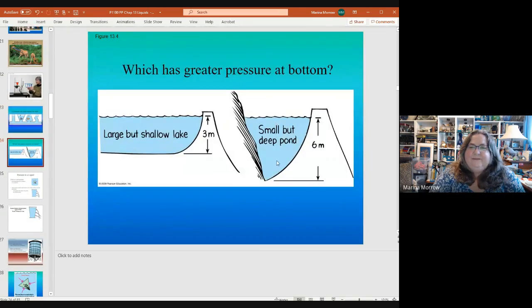So here we've got a small deep pond and a large shallow lake. This is one of your homework questions. Which one has greater pressure? The depth is what matters, right? So depth matters. So yeah, the 6-meter one is more likely.